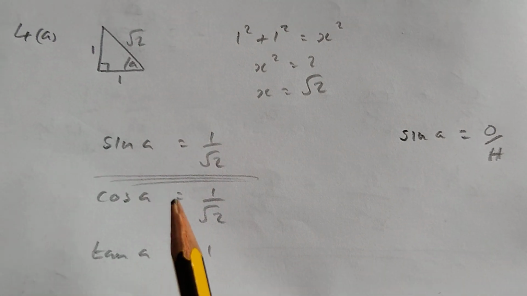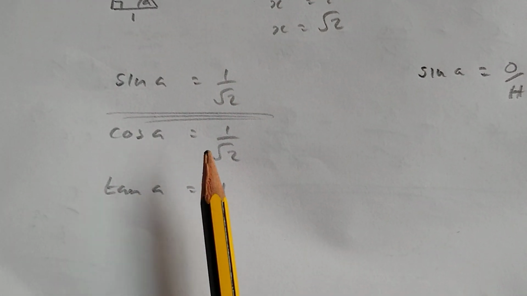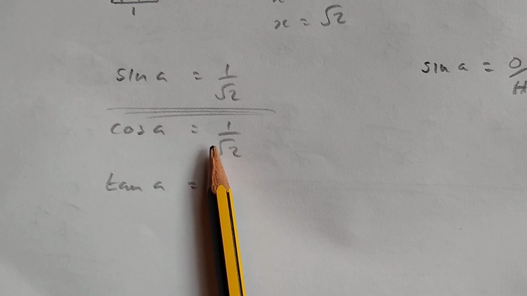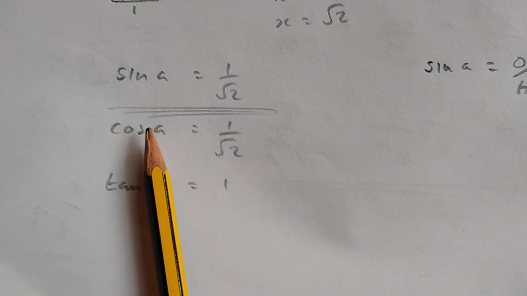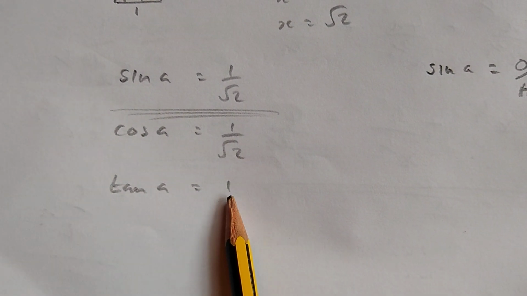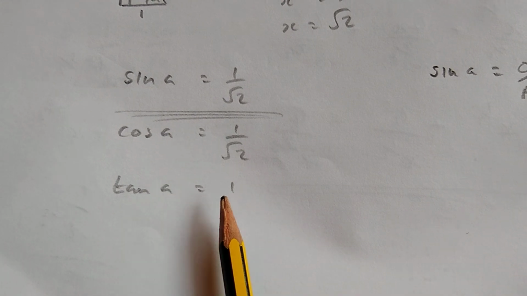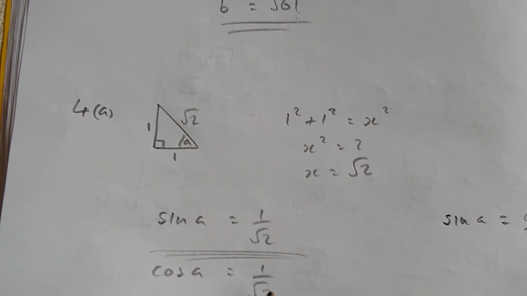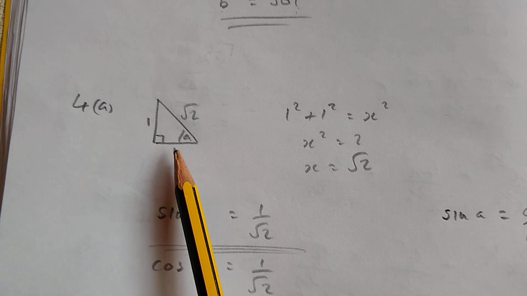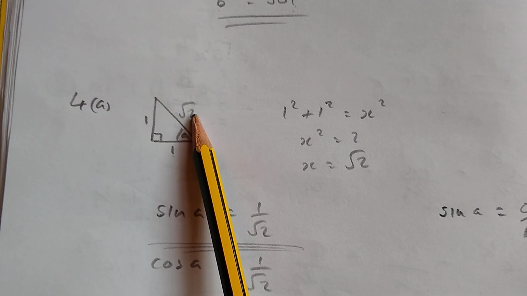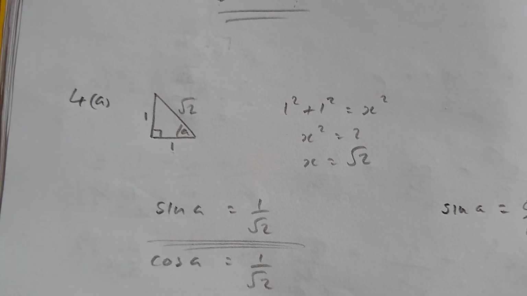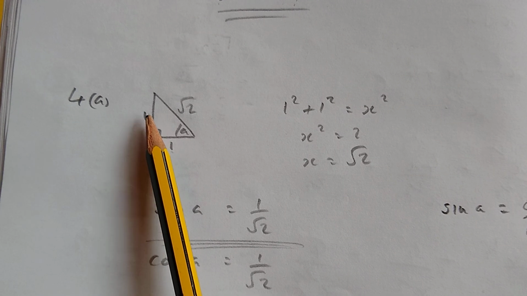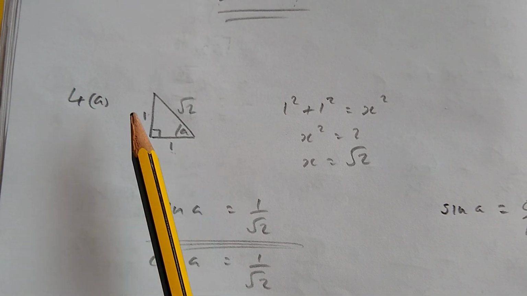I have also put down the other two trigonometric ratios for this triangle. So I put the cosine of angle A and also the tangent of angle A there. That wasn't asked for, but just a little bit of extra information for you guys. So the cosine of angle A would be the adjacent over the hypotenuse. And the tangent, or the tan of angle A, would be the opposite divided by the adjacent, which is 1 divided by 1, which is just 1.